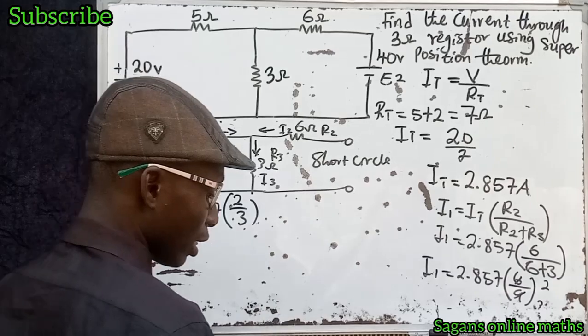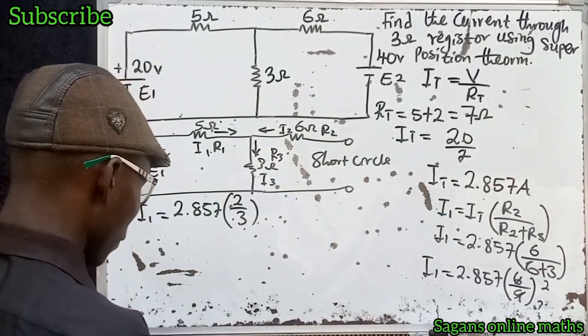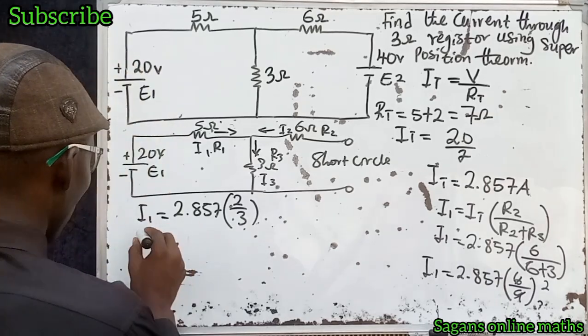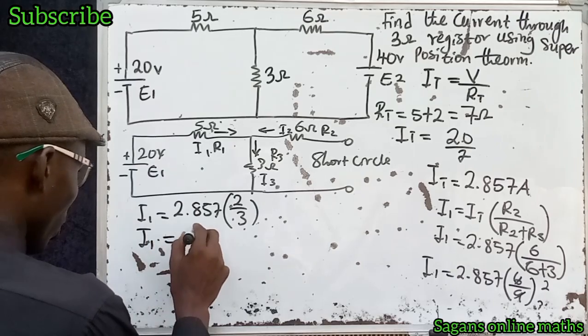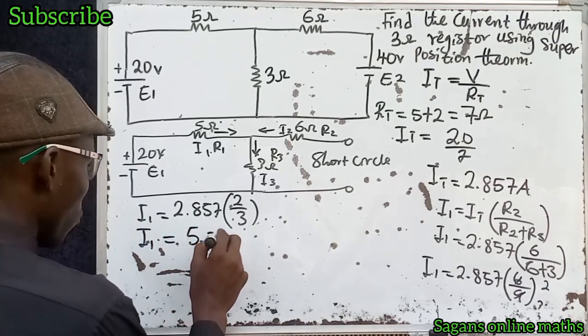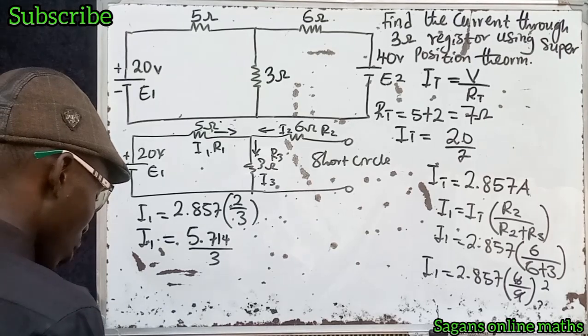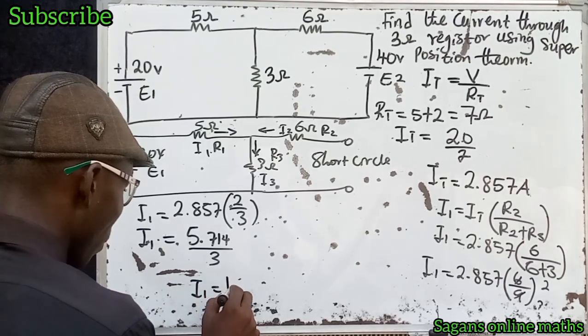Now let's multiply everything here and find the current flowing in I1. 2.857 multiplied by 2 gives us 5.714. That means our I1, which is the current that flows in this resistor 5, will be equal to 5.714 divided by 3. Let's divide it by 3. So we have, our I1 is equal to what?